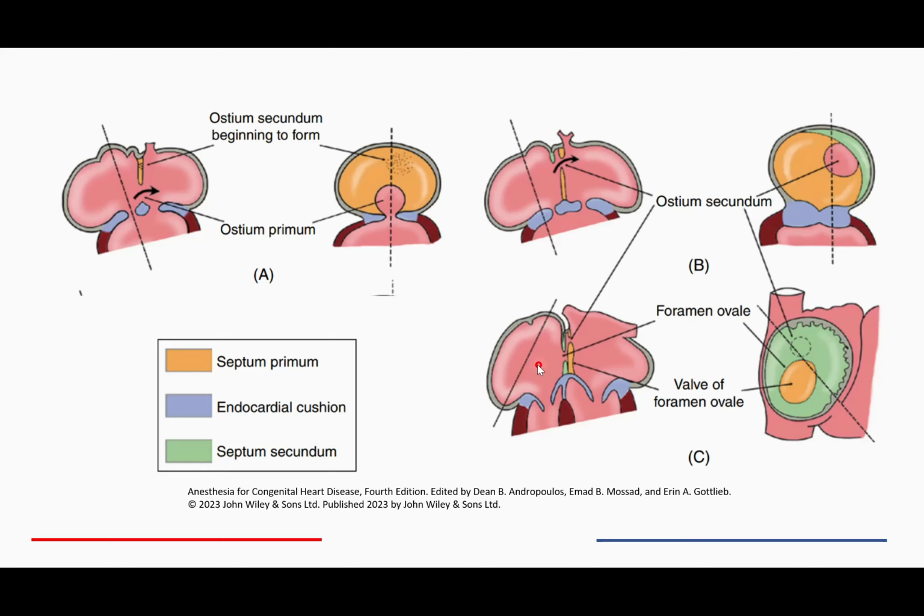And also after birth, when the pressure in the left atrium rises because of the blood flow to the lung, this valve closes, and the ostium and the PFO should close, and then they fuse together, and the PFO is closed. But if they do not fuse together, we are left with a PFO.